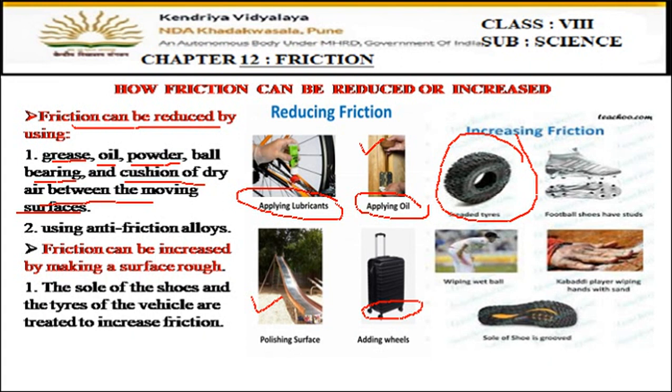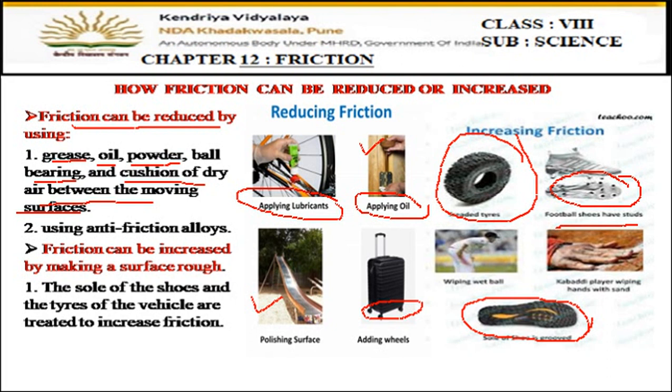Then you can see here football shoes. They also have designs made on the lower side to increase the friction, because the surface will become rough and the friction will increase. Then you can see here the sole of the shoes, the sole of your sleepers, they all have designs made on the lower side, and this is the reason, to increase the friction. Roughness of the surface will increase the friction.